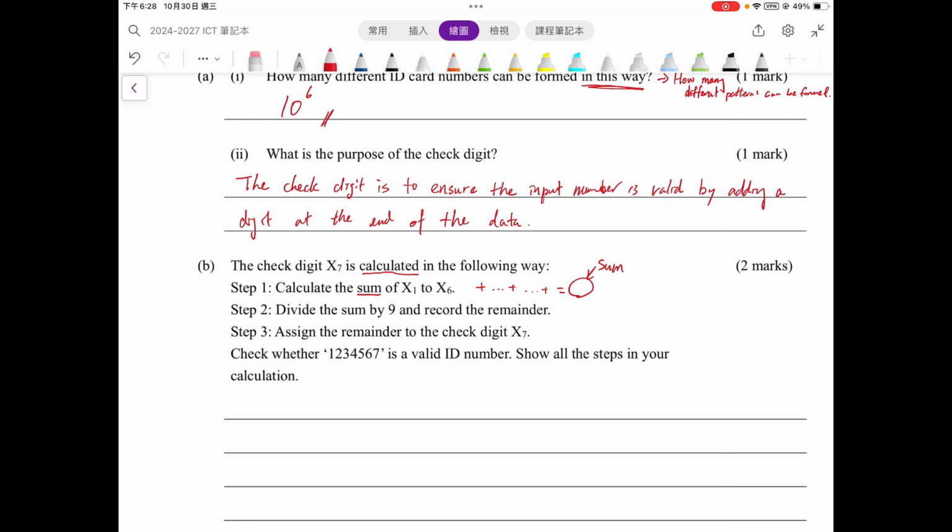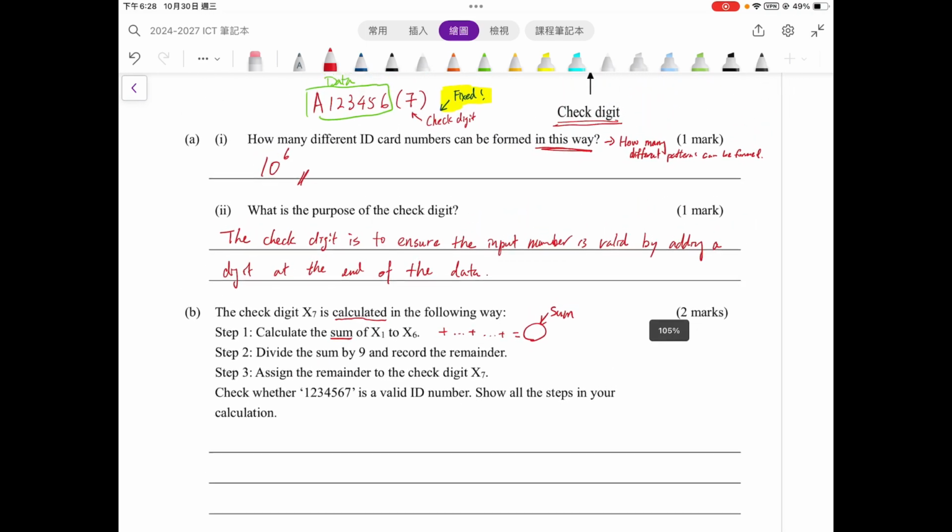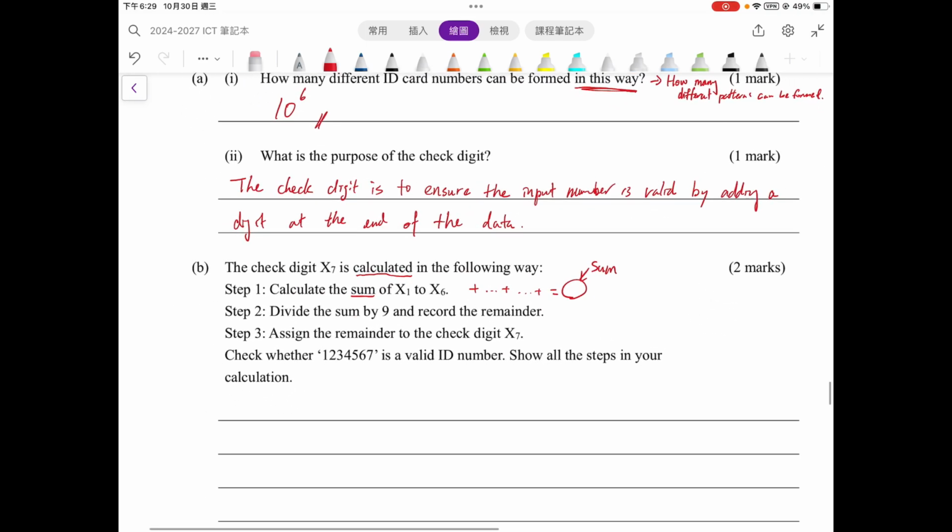So in other words, step 1, if you want to calculate X7, you need to add all the digits from the first one to the sixth one. Then divide the sum by 9, and then record the remainder. For example, 27 is divided by 4. You will say that 4 times 6 is 24, and then you have 3 remaining, so this is called a remainder.